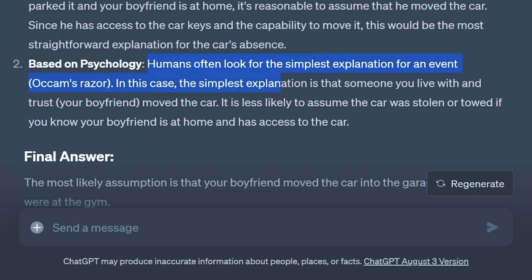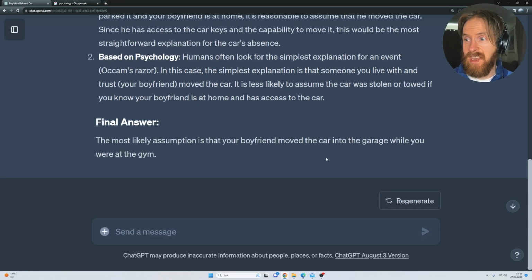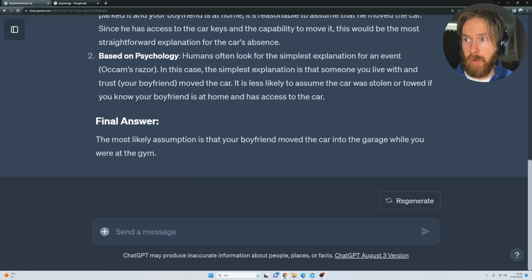In this case, the simplest explanation is that someone you live with and trust, your boyfriend, moved the car. It's less likely to assume that the car was stolen or towed if you know your boyfriend is home and has access to the car. So the final answer is that your boyfriend moved the car into the garage while you were at the gym. So yeah, kind of agree with that.